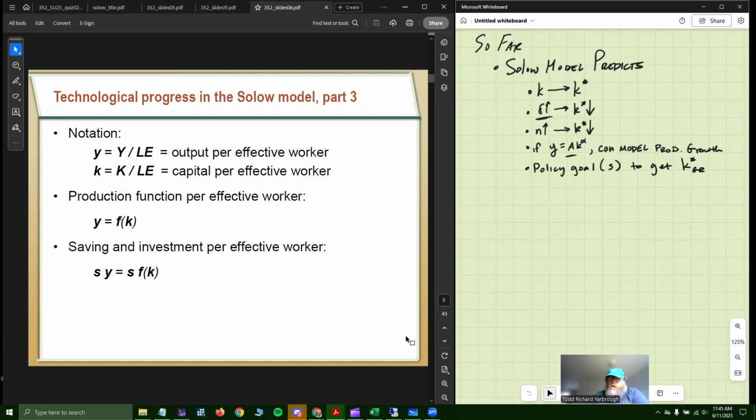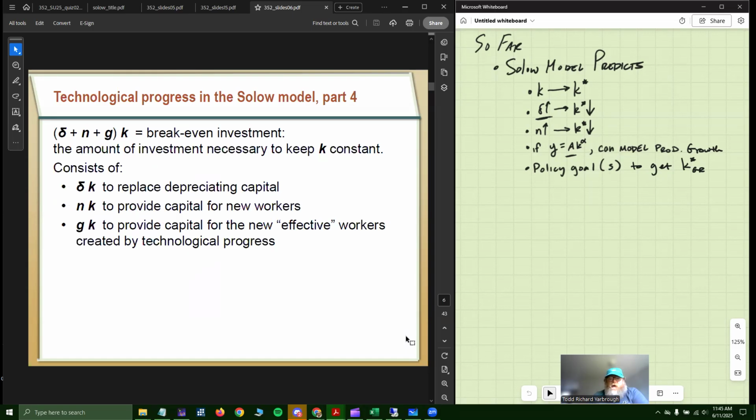So output per effective worker and capital per effective worker. So what this ends up creating is, again, kind of the interesting outcome, which is that we just put in that measure G into the same place we put population growth, which is alongside depreciation. So what this does is it alters that break-even investment, right? So as G goes up, break-even investment goes up. As N goes up, the amount of investment you need to break even goes up.